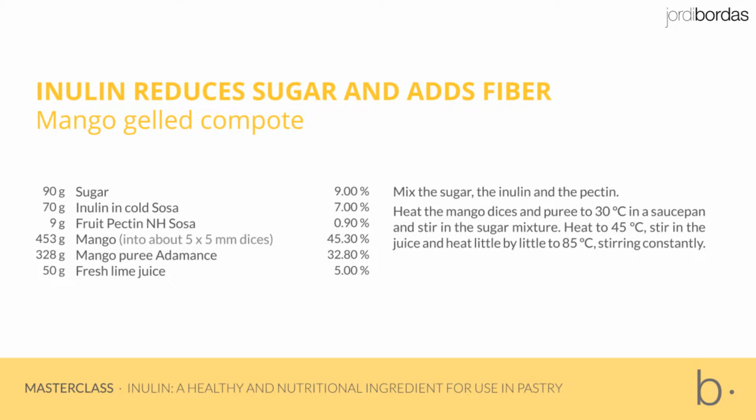Here we are using inulin in order to reduce sugar and add fiber to the recipe. This inulin is native inulin, or inulin in cold, from Sosa company. In that recipe, as you can see, we have 9% of sugar that gives us dry extract and gives us sweetness in the recipe. Then we have 7% of inulin that gives us dry extract but not too much sweetness.